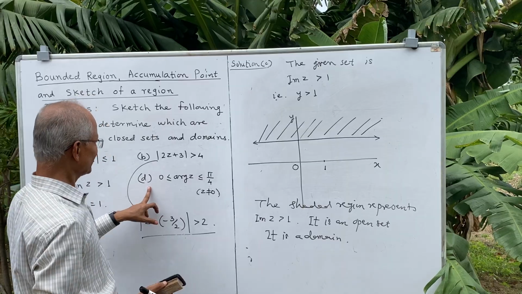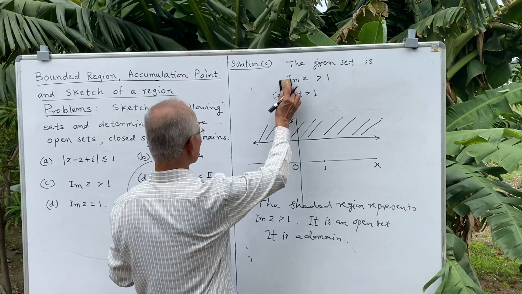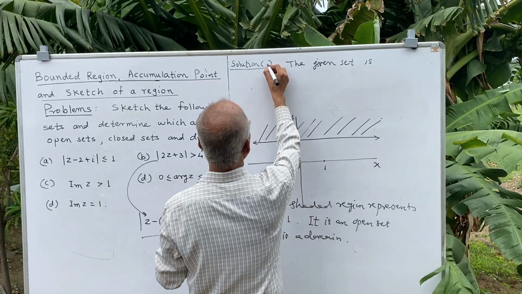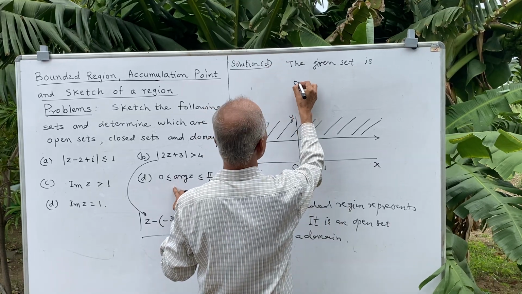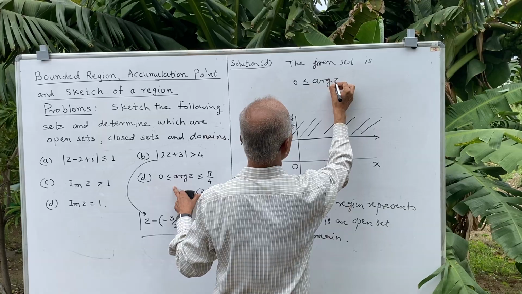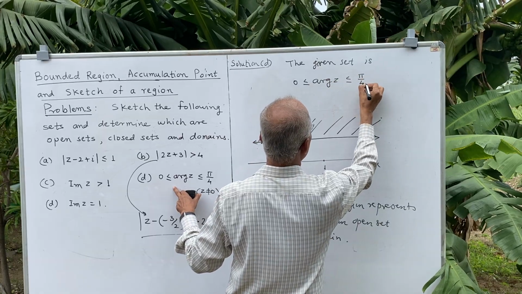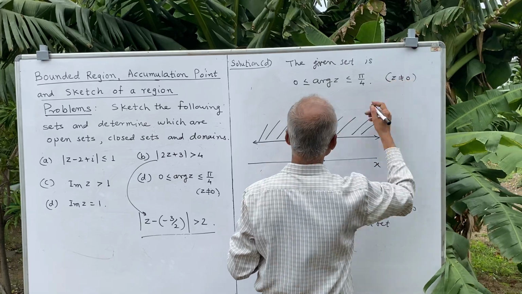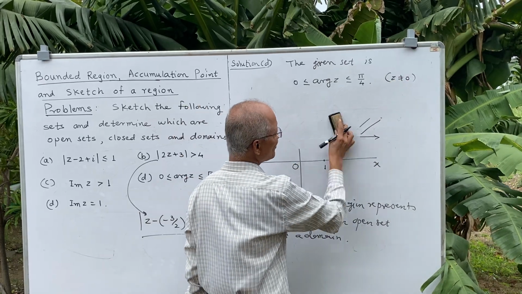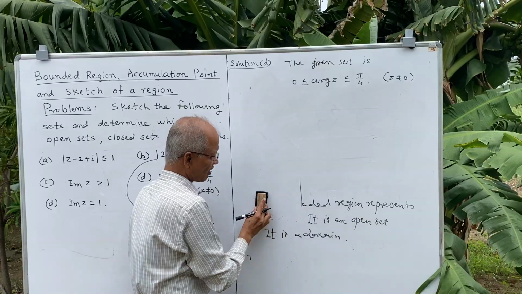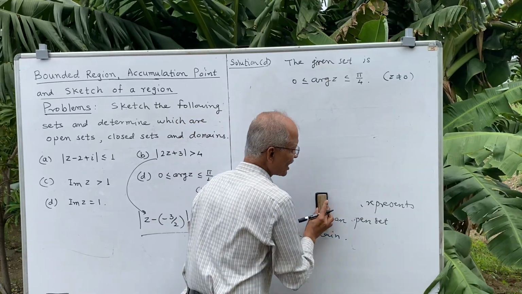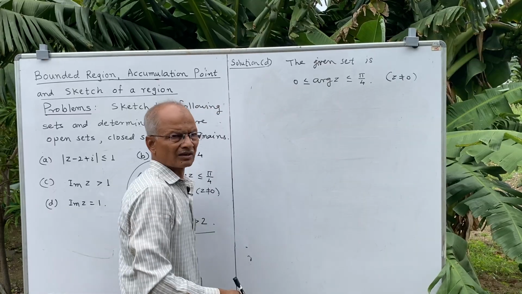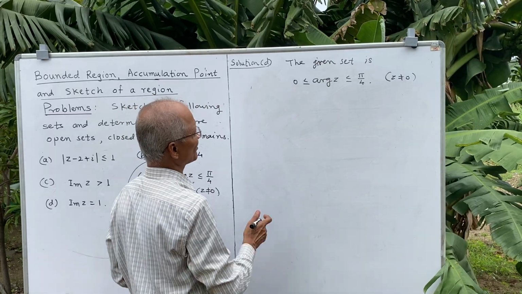Now the next one we shall see, D. Here the given set is 0 less than or equal to argument z is less than or equal to pi by 4. This is the condition for z not 0. Condition for the argument of a complex number, all those complex numbers whose argument is between 0 and pi by 4, including 0 and including theta is equal to pi by 4.